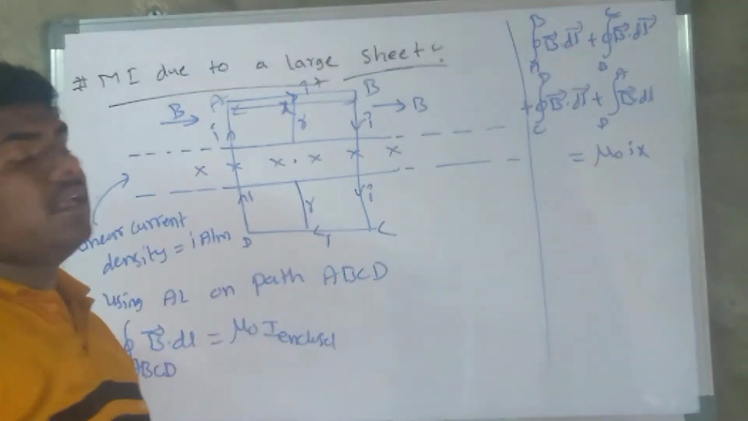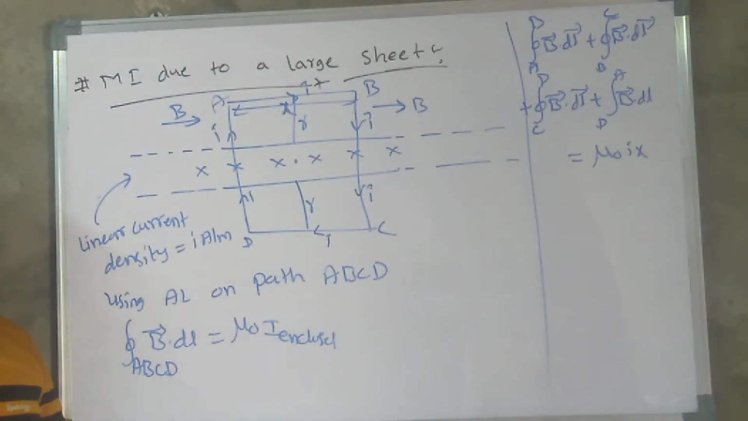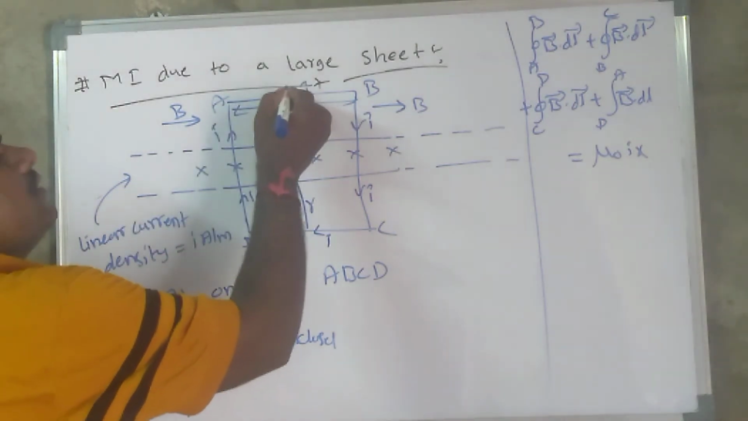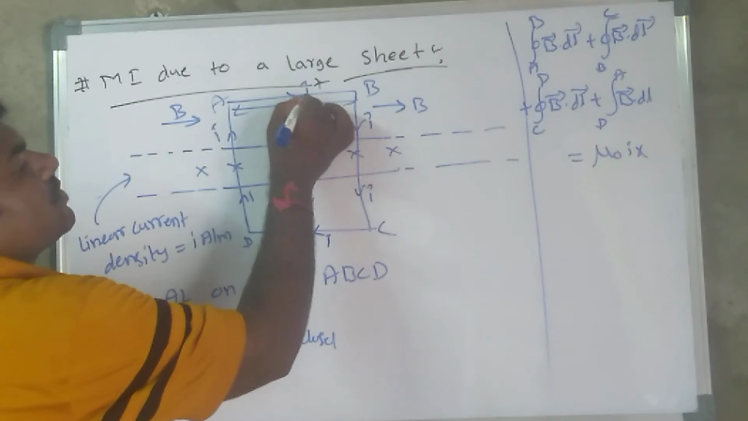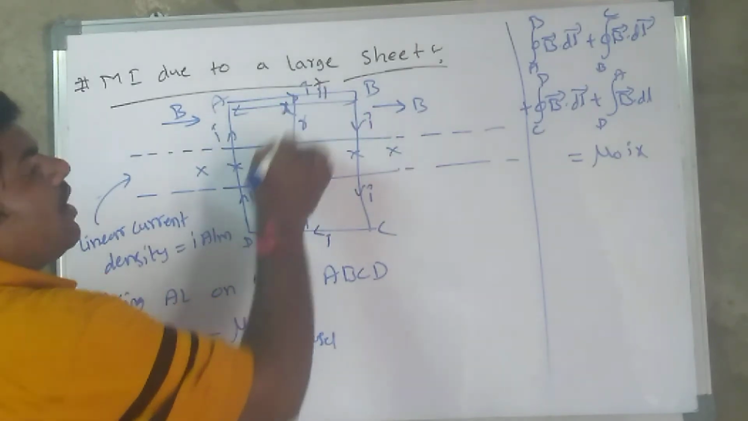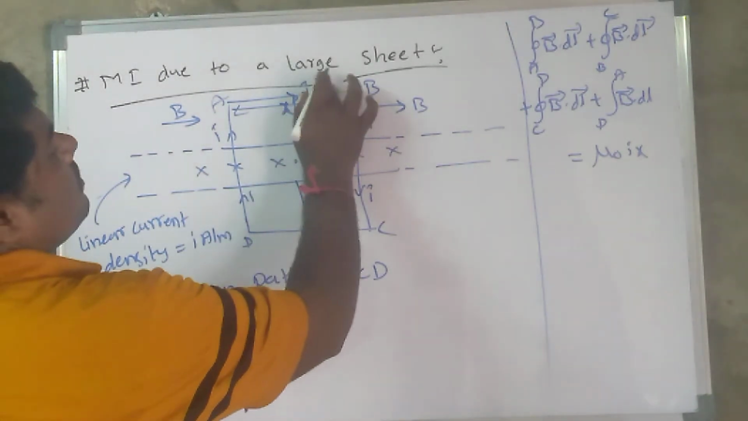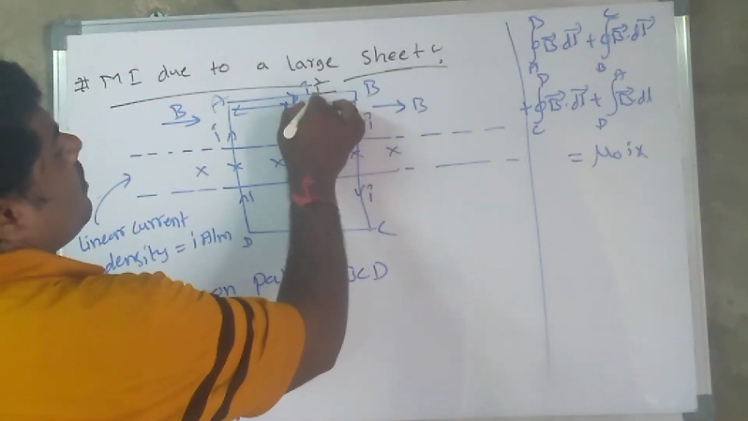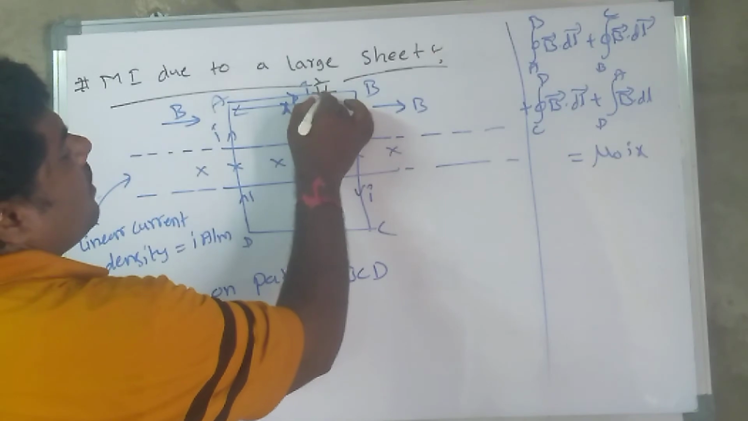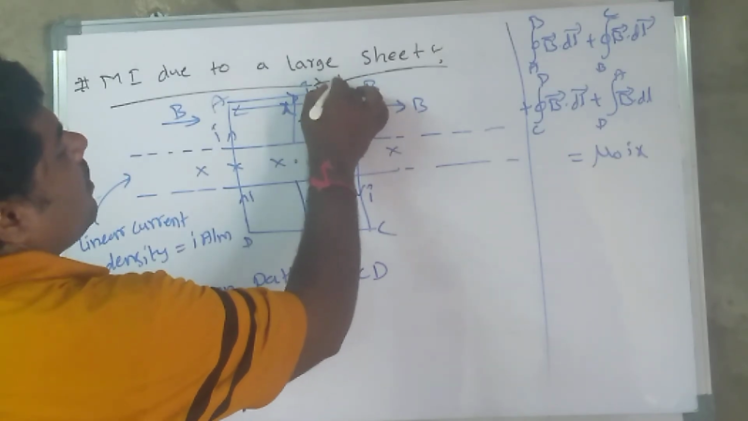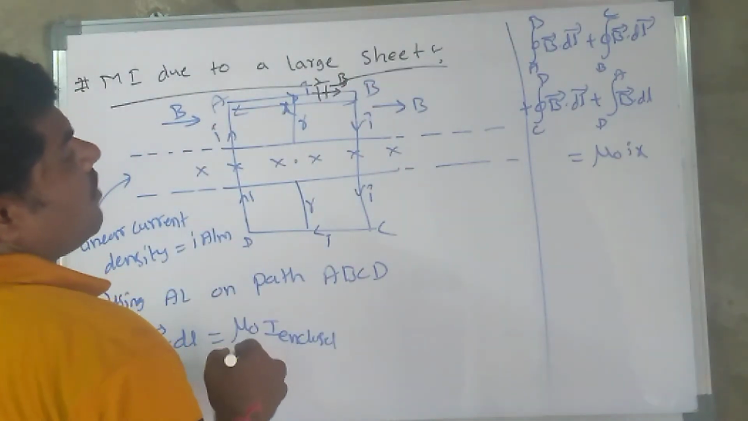So here the integral of B dot dl. The magnetic field is also in this direction, and let us consider this is a small element dl; the elemental direction is also the same as the magnetic field direction. So that's why it won't be 0.